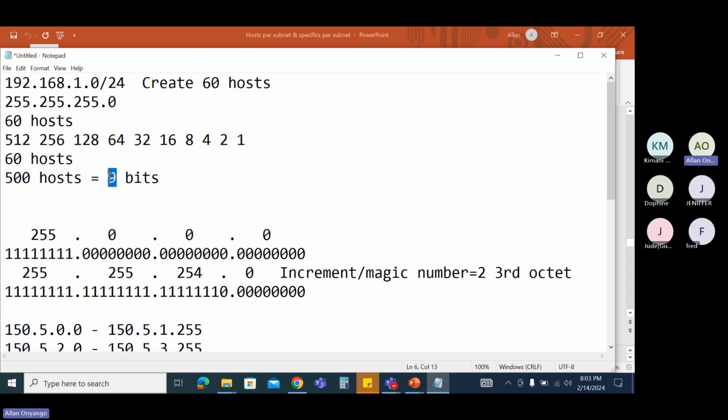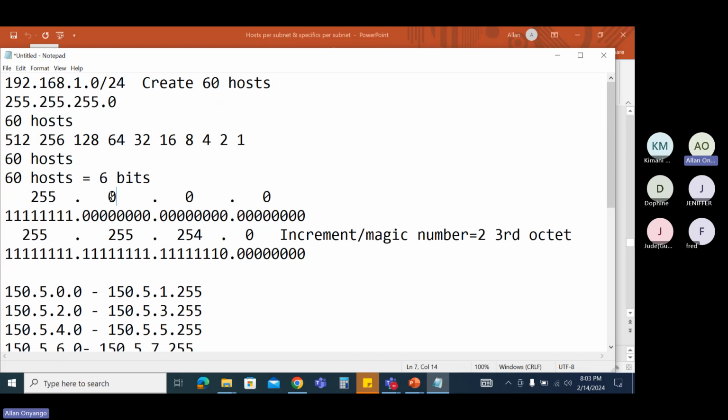So we need 6 bits. If we need 6 bits to create 60 hosts, are we reserving or borrowing? Yeah. We are reserving. Very good. So our subnet mask is here, 255.255. This should be much faster. And so this is our subnet mask, slash 24. So we need to reserve. And of course, it's supposed to be like this. Let me just copy. Notepad helps me to do a good job.